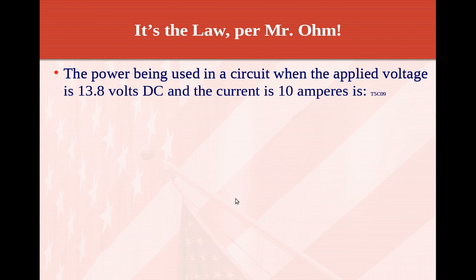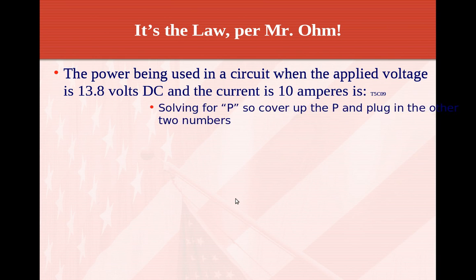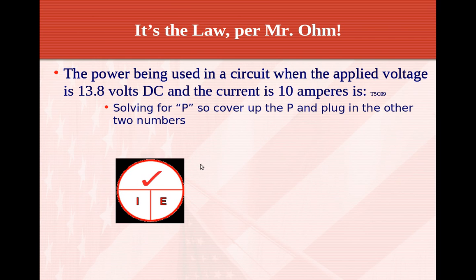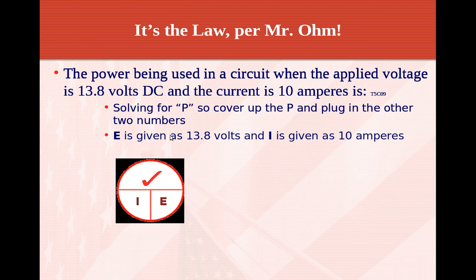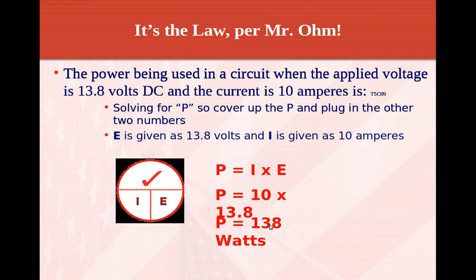The power being used in a circuit when the applied voltage is 13.8 volts DC and the current is 10 amps. So solving for P, we cover up the P and we multiply E times I. So we cover over what we want to look for. We're looking for power, and 13.8 times 10 is 138. So E is given as 13.8 volts, I is given as 10 amps. P equals I times E. P is equal to 10 times 13.8, which is 138 watts.